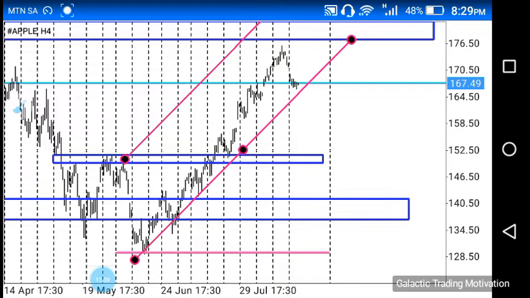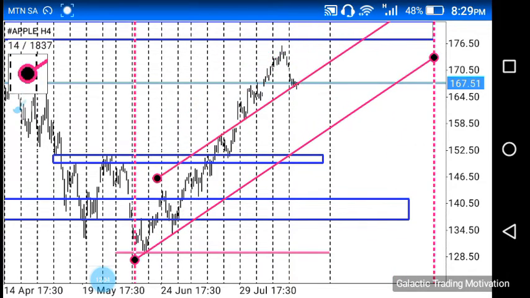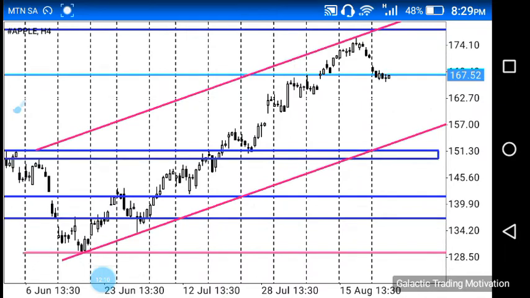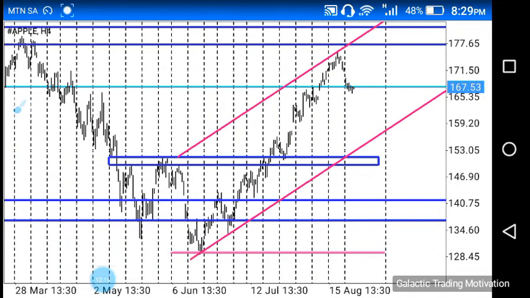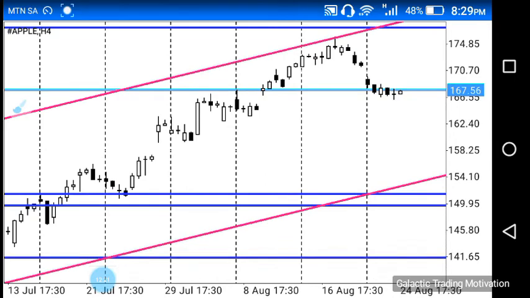So here we are on the H4 chart. I'm just going to fix my channels just to ensure that they are accurate. Right. So here we are on the H4 chart. Right. So what do we see on the H4 chart that we should be paying attention to? On the H4 chart, I really don't see much.